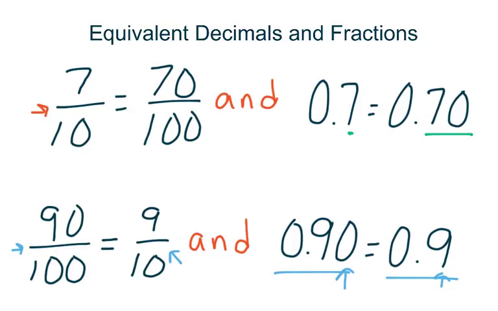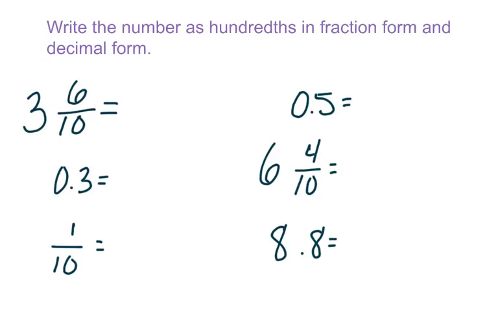So those are decimal and fraction equivalents. I want you to go ahead, and for these we're going to write the number as hundredths in fraction form and in decimal form. Right now our fractions and our decimals, or our mixed numbers, are all in tenths, and we need to change them to hundredths. So I'm going to do the first one. If we're changing 3 and 6/10, we need to change it from the current form, which is tenths, to hundredths. Our 3, our whole number, remains the same, and then we need to change our fraction to hundredths, so it would become 60 hundredths.